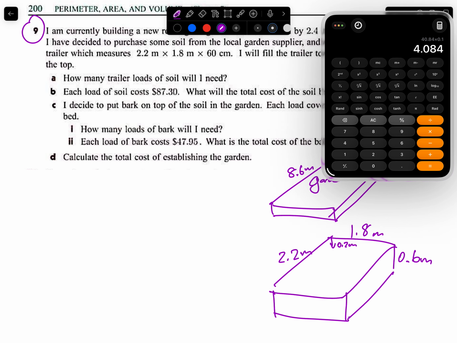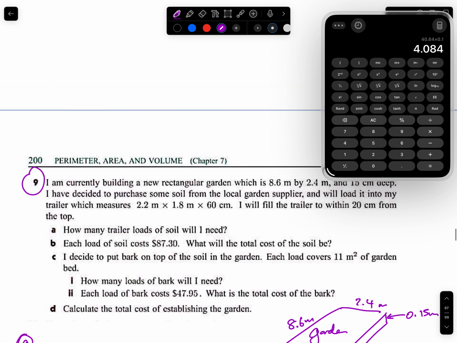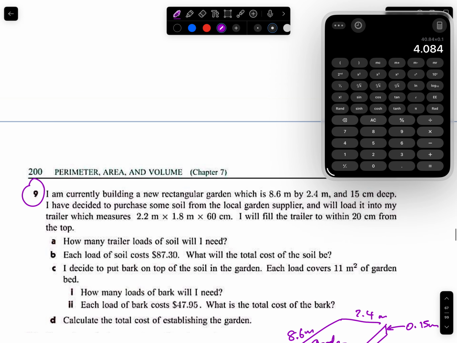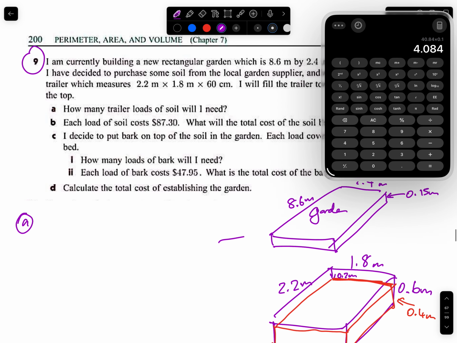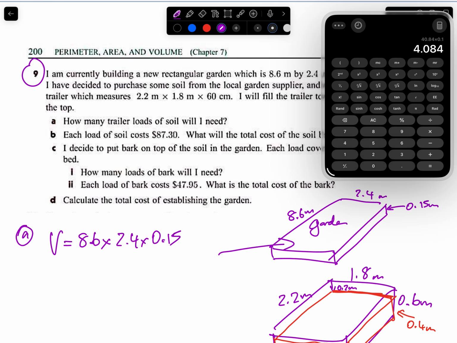He doesn't want to fill up the trailer to the top. So the actual volume that he's going to fill up is not 60 centimeters. It's going to be 20 centimeters less than that, so it's going to be 0.4 meters. Oh no, wait, it's asking for the trailer loads of soil, so we need to work out the amount of dirt. So volume is going to be 8.6 times 2.4 times 0.15, which is 3.096 cubic meters of dirt.